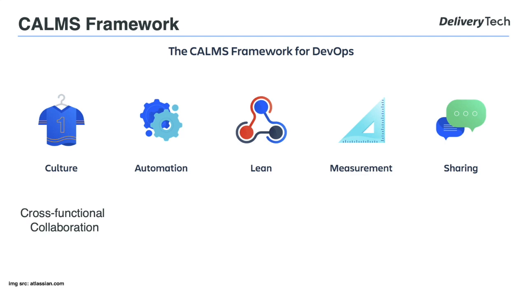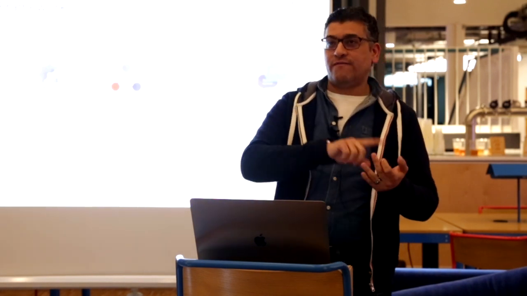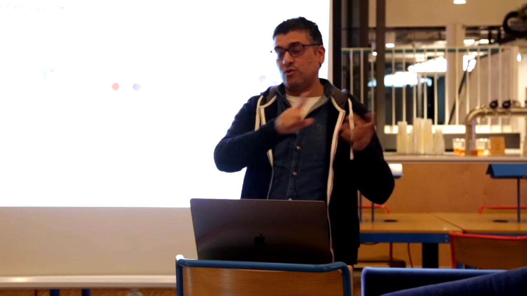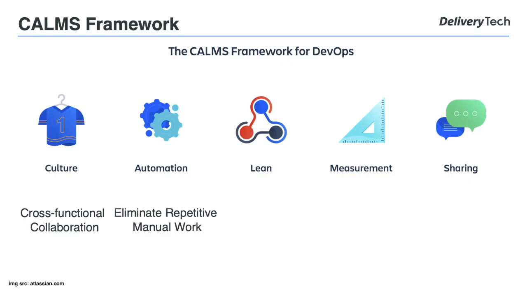Automation is not only about test automation, it's about automating everything we can. So it's about automating deployment, automating testing, automating rollback to the previous version of the application, and so on. It's about eliminating repetitive manual work. If we have manual work that takes a long time every time, we need to find a solution for it.